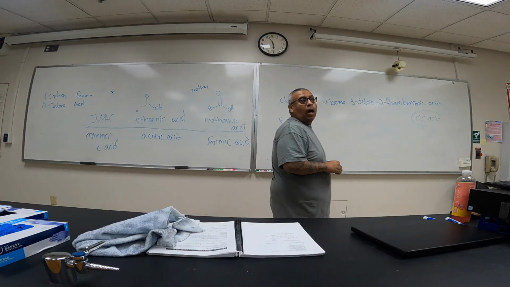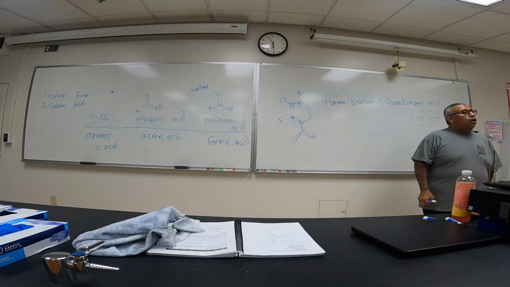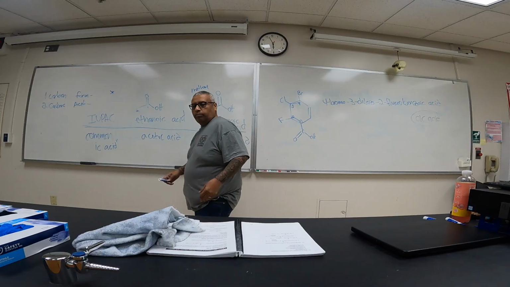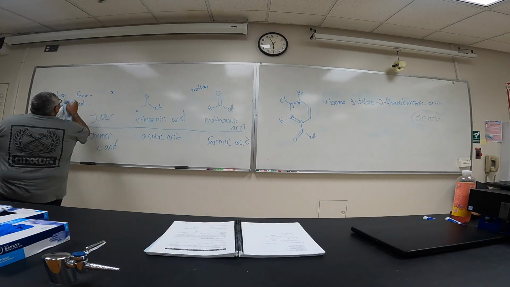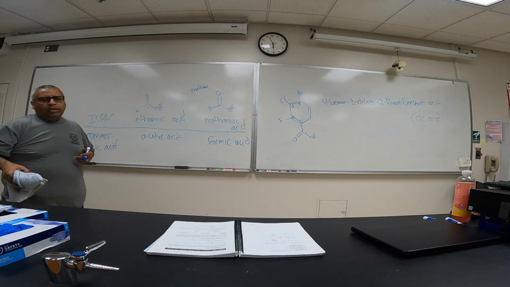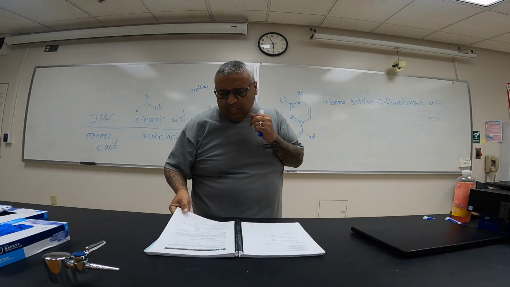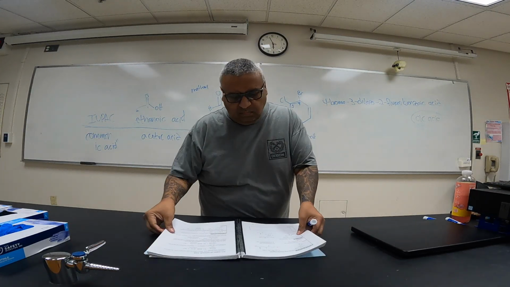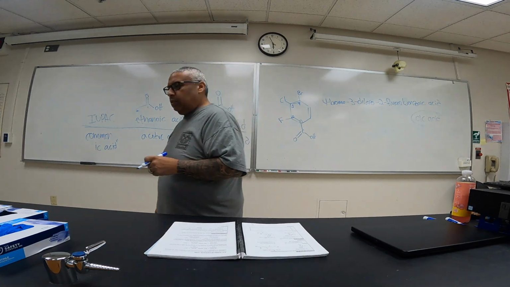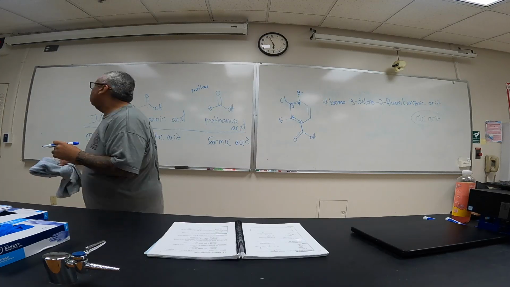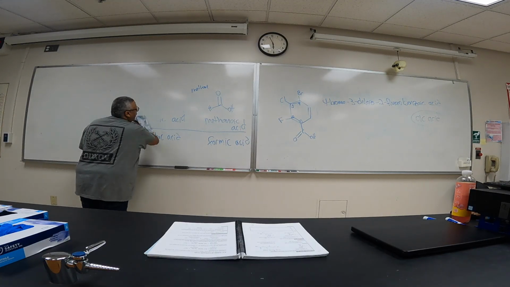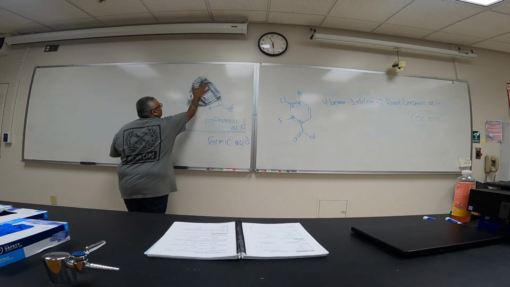So now we have common and IUPAC names for carboxylic acids. Acetic acid. We do have to know those as well. So now we know our benzoic acid, and we know IUPAC naming here. Let's take a look at a reaction using carboxylic acids.